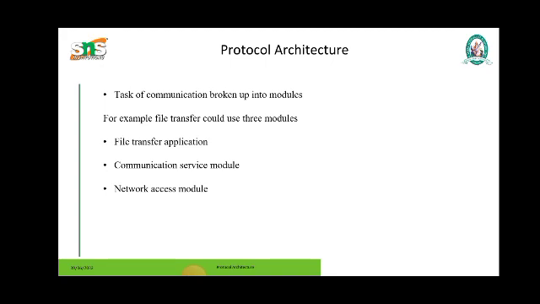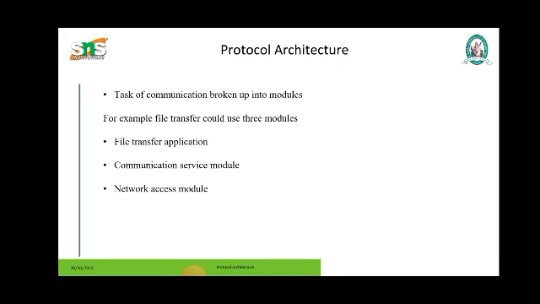We need to understand how a network is logically organized or designed. The most popular model used to establish open communication between two systems is the Open Systems Interconnection model. So the task of communication is broken up into modules, and for example, file transfer could use three modules: file transfer application, communication service module and network access module.